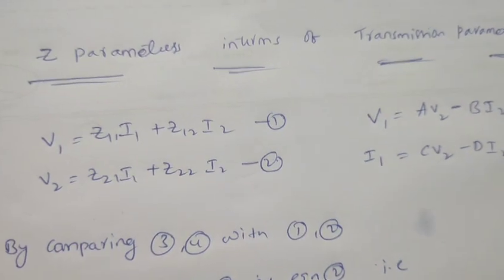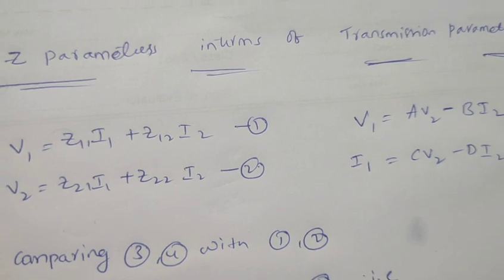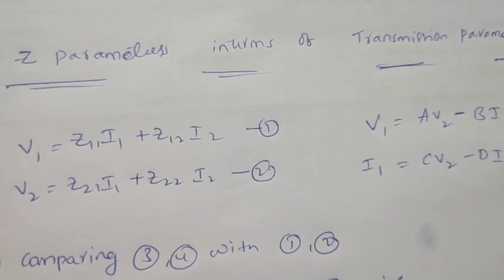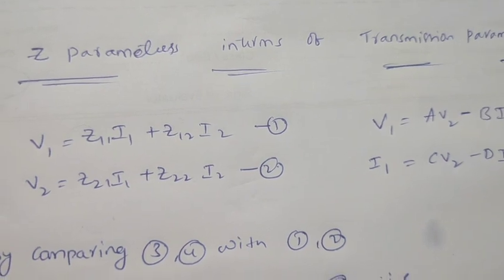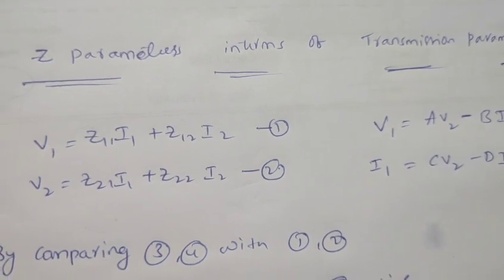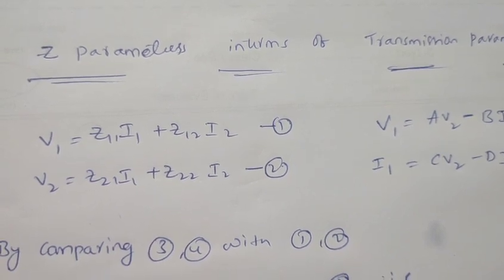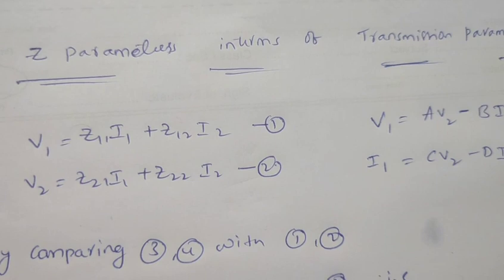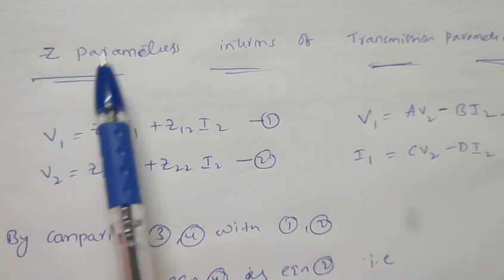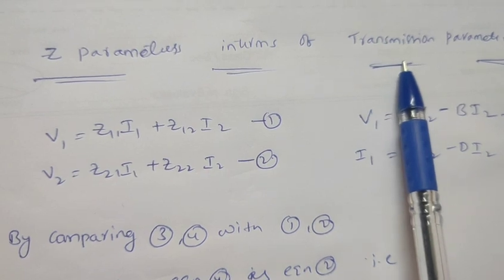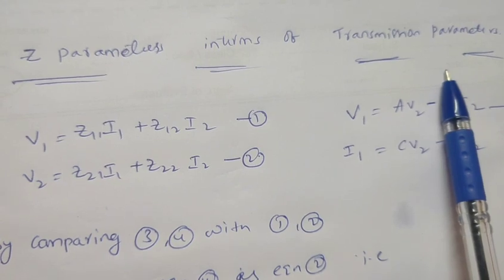Hi everyone, now I am going to explain a conversion of two-port network parameters. Generally we have six types of two-port network parameters: impedance Z parameters, admittance Y parameters, transmission parameters, inverse transmission, hybrid and inverse hybrid. In this video I am considering the Z parameters and transmission parameters. I am writing the Z parameters in terms of transmission parameters.